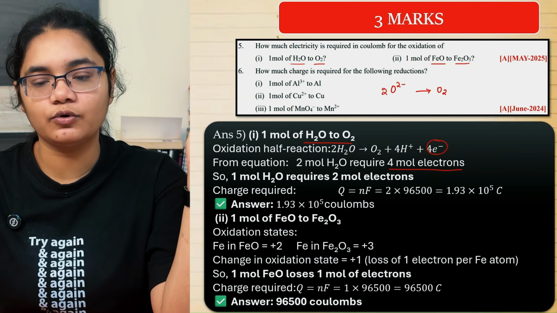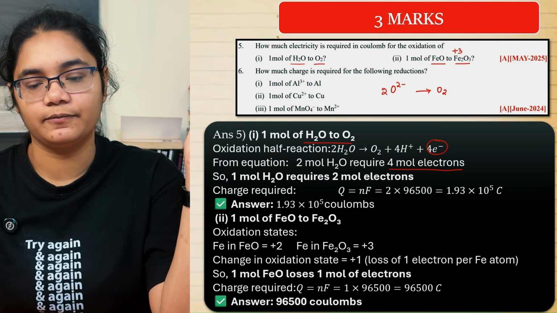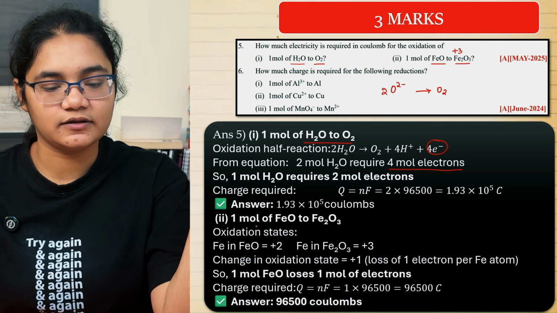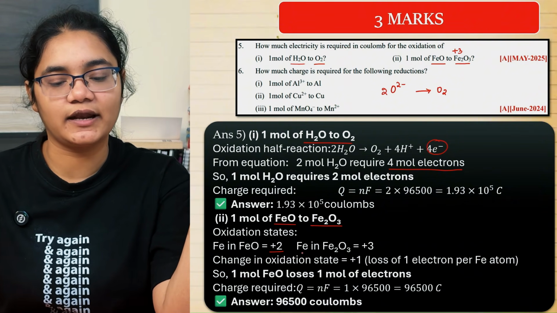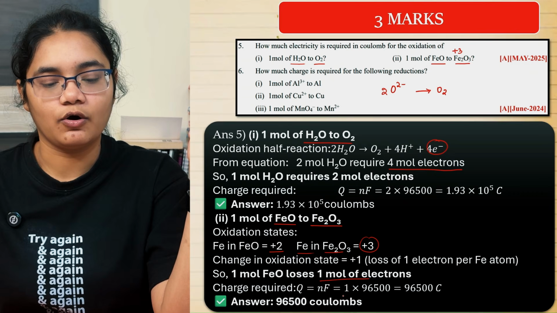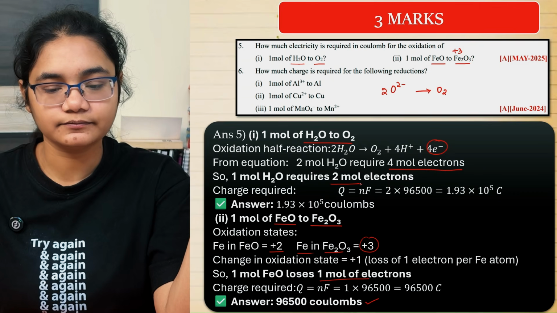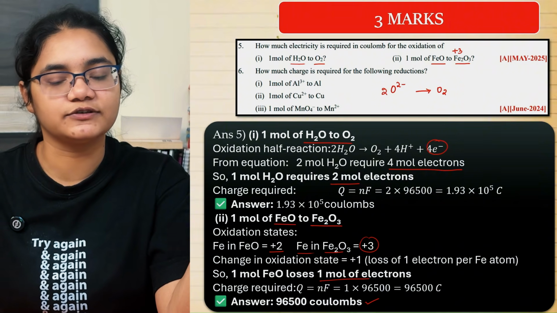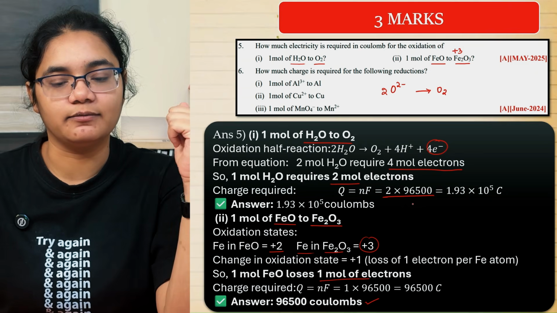Next, 1 mole of FeO to Fe2O3. Again, the oxidation state of Fe is plus 2 in FeO and plus 3 in Fe2O3. So you are just taking 1 mole of electrons, or I can say it is 96500 coulombs. Here also, 2 moles of electrons. 2 moles of water requires 4 moles of electrons, so 1 mole will require 2 moles of electrons. So you can just convert it into coulomb by multiplying it with 96500.